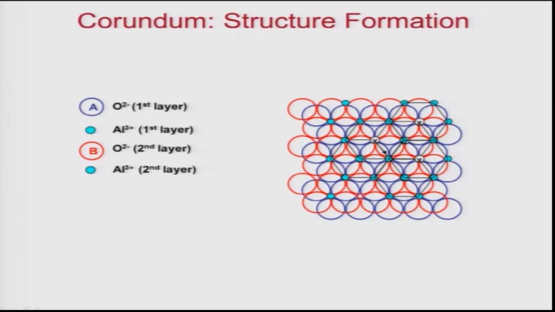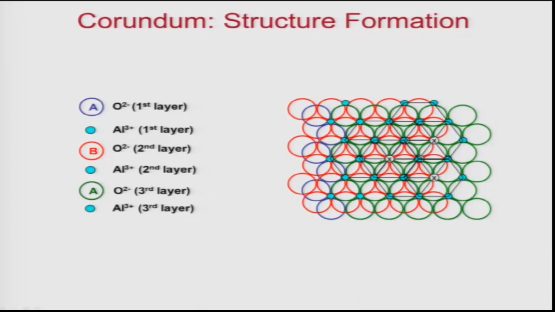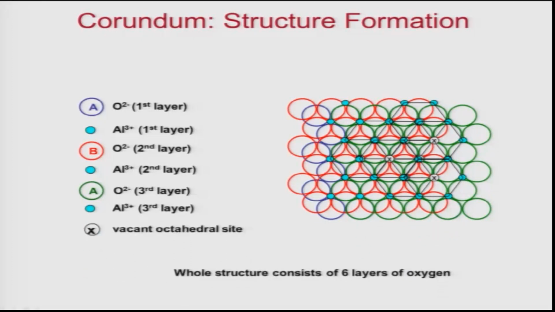So, now the third aluminum layer will move in such a fashion that the vacant site goes here. Okay. So, the third oxygen layer goes on top of the bottom layer, the third aluminum layer goes to this position, and to make a repeatable structure you need to repeat it once more. So, basically you will have a total of 6 layers, and the cross in this case determines the vacant octahedral site.